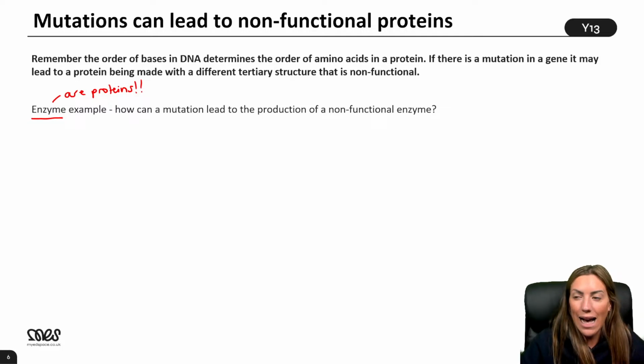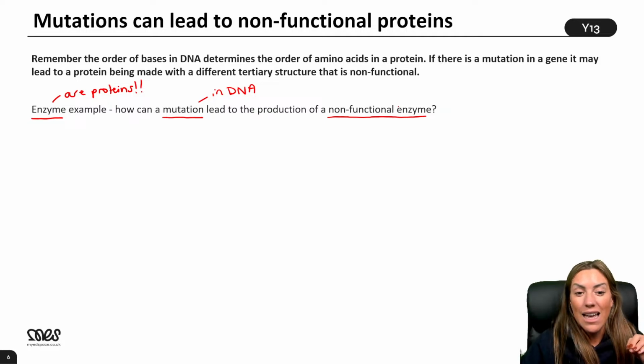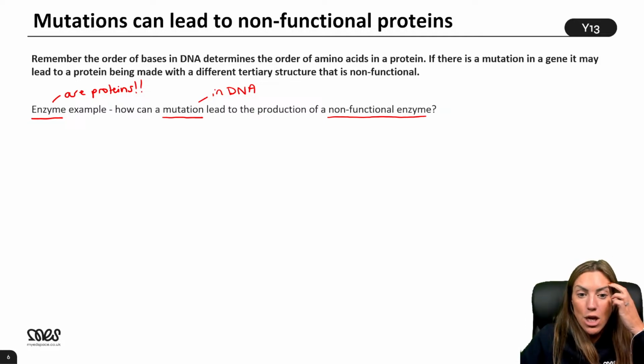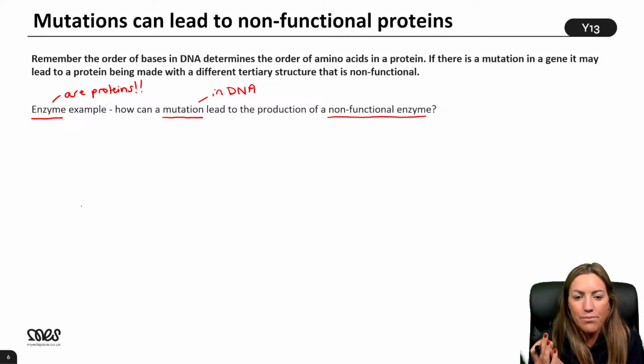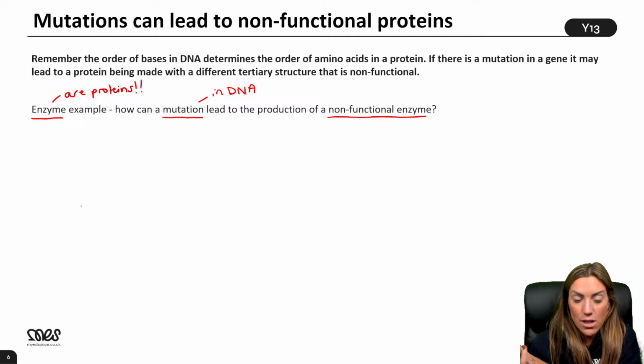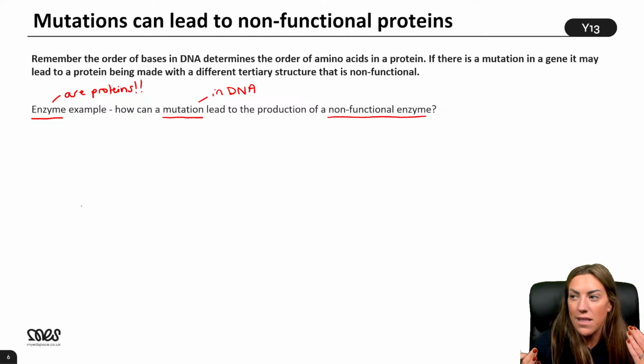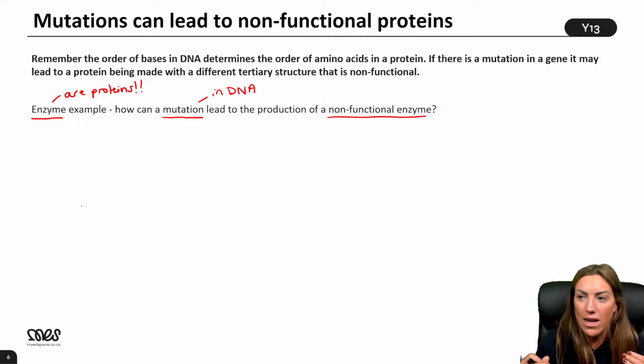So how can a mutation in the DNA lead to the production of a non-functional enzyme? Now, this could be like a 4 or 5 mark question on an A-level biology paper. So what kind of things are we going to include? We need to get all the way from the mutation, so the change in the DNA base sequence, to an enzyme that cannot function. What kind of things are we going to say? Let's try and get some bullet points going in the chat.